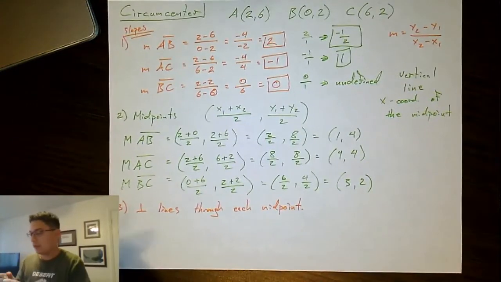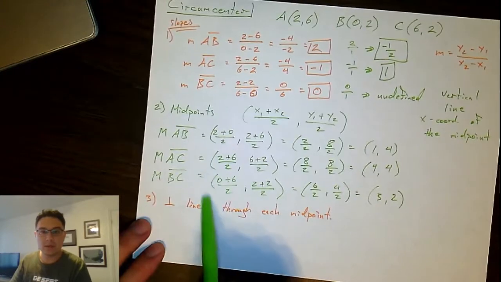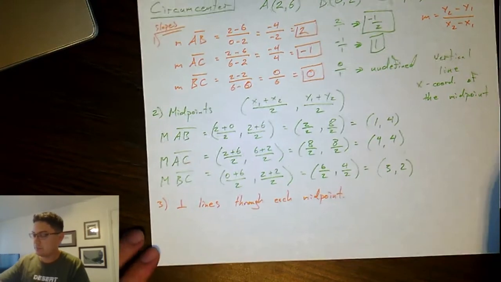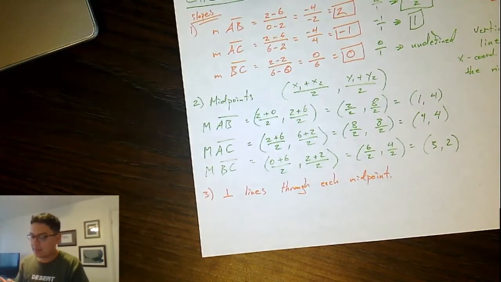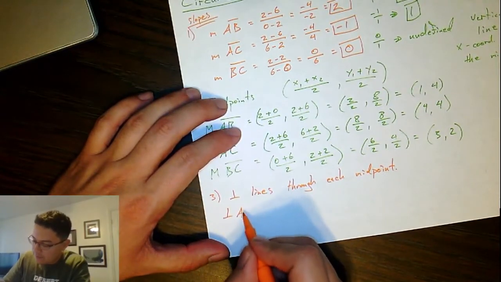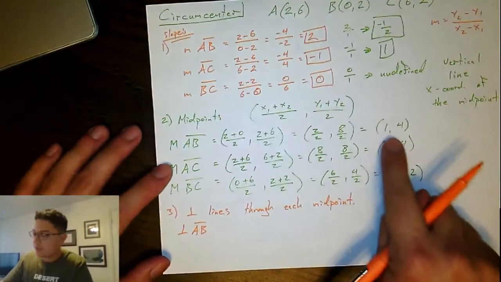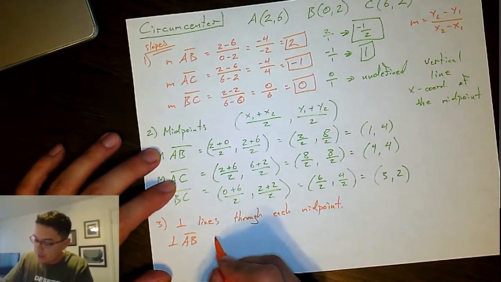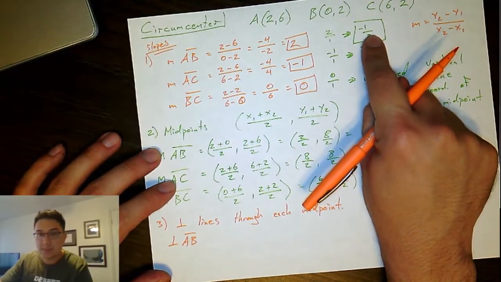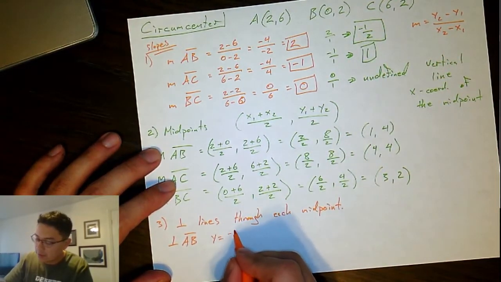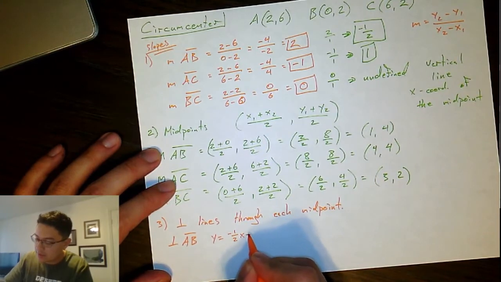All right, let me grab another sheet of paper here, and then we are going to look, well, actually, we can do them here. Why not? Okay, so let's look at the perpendicular line for AB. It's going to go through the point 1, 4. So we're going to start off with y is equal to mx plus b. We know the slope, since it's perpendicular, will be negative 1/2. So we will have y is equal to negative 1/2 x plus b.